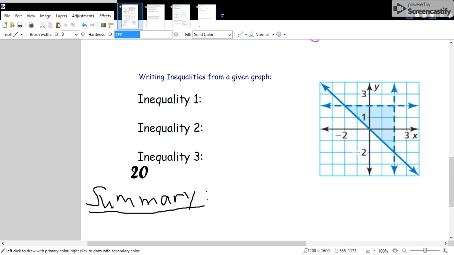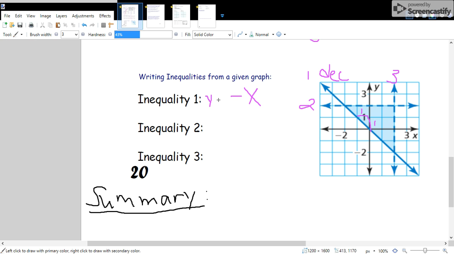Let's write inequalities from a given graph. Let's just call this line inequality 1. Let's call this line inequality 2. And this one 3. If we look at this line right here, it's decreasing. So that means we have a negative slope. It goes upward, leftward. So its rise over run is just 1 over 1. Since it's decreasing, it's negative. So we have y and then negative x.